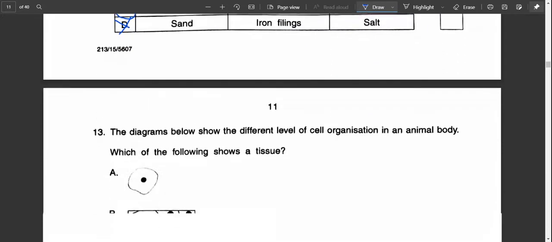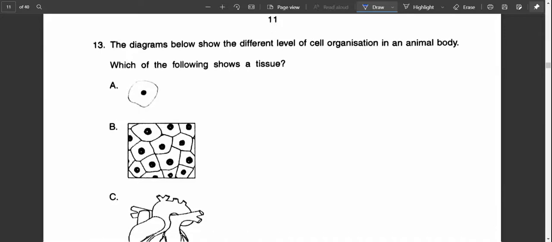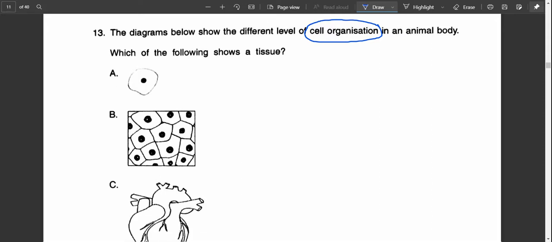Okay, next question, number 13. The diagram shows the different levels of cell organization. So they like to ask about cell organization in true or false and in MCQ. So which of the following shows a tissue? So tissue means a group of cells, and A here is a cell. So if there's only one, then it's a cell. If a group of cells like this one, grouped together as many like that, become a tissue. Therefore the answer is B.